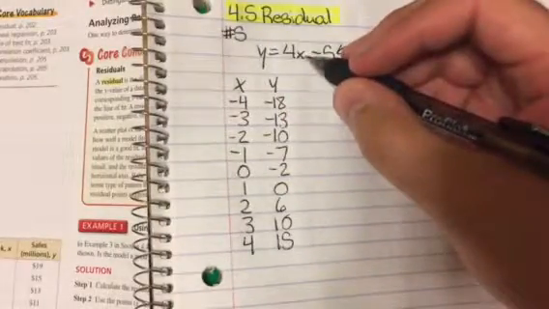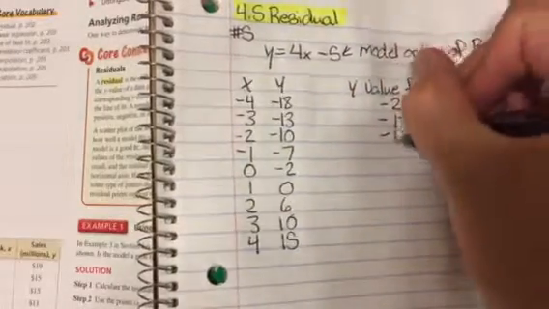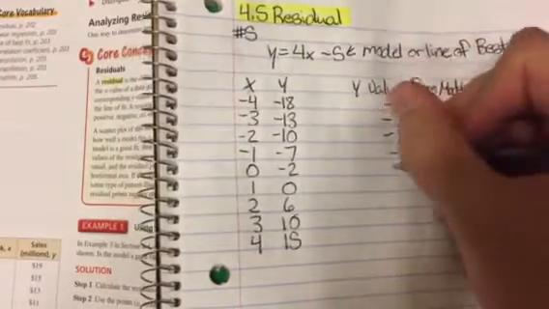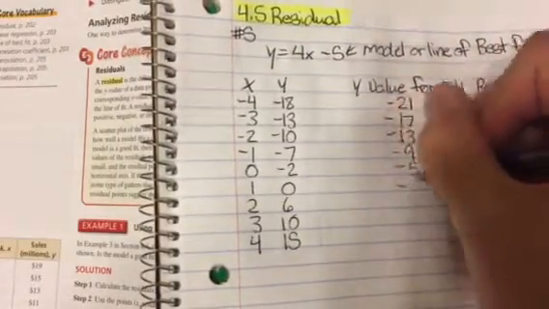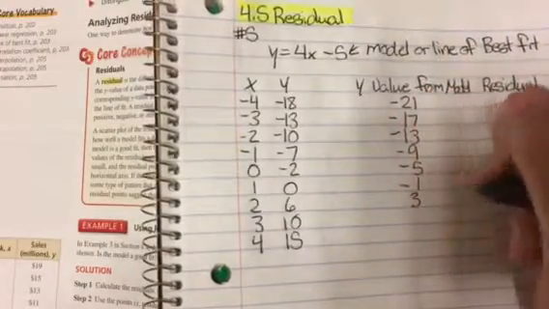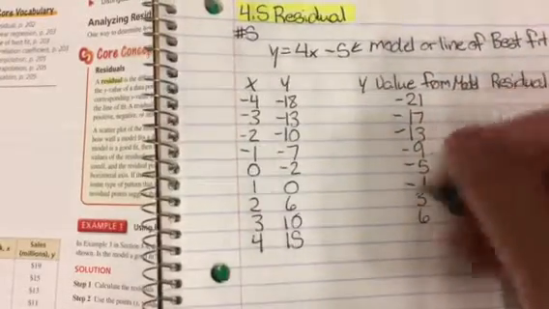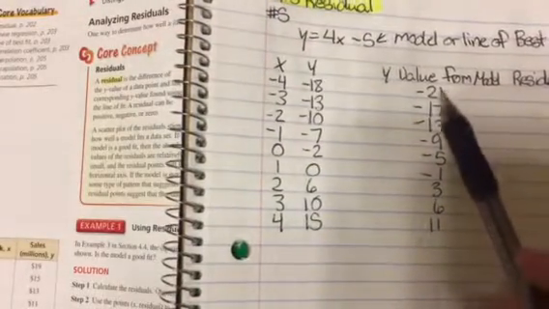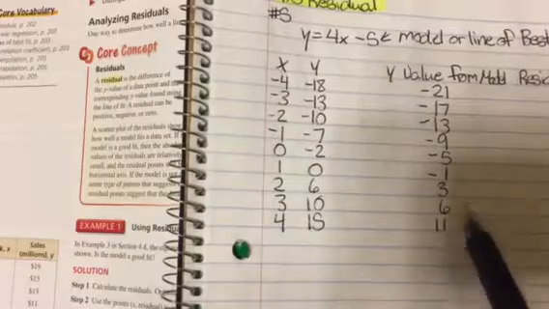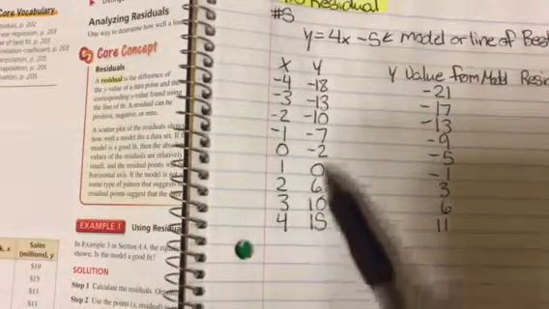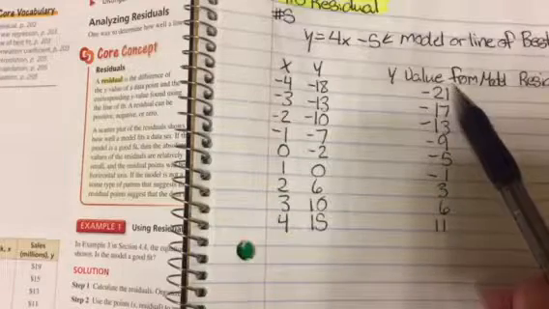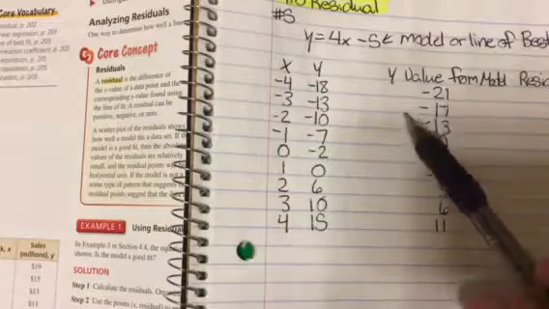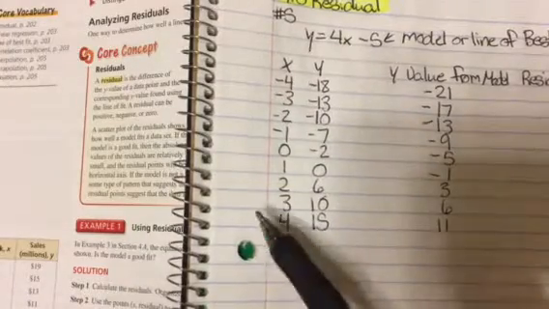-2 into the model equation, you will get -13, -9, -5, -1, 3, 6, and 11. Okay, what we are wanting to do is compare these values to these values. So we are trying to determine if our line of best fit is actually truly representing our data points.